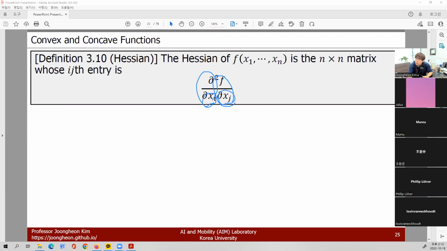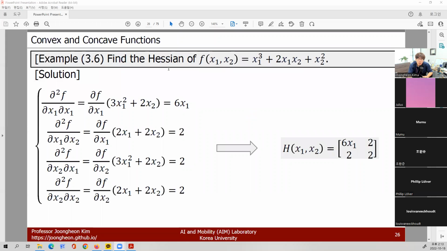Then let's do this with one example. So let's look at this example: find the Hessian of this function. You have 2 variables, x sub 1 and x sub 2. That's why you have 4 possible combinations for the Hessian. In the Hessian, you have 2 derivations, and you have 2 types of variable, x1 and x2.